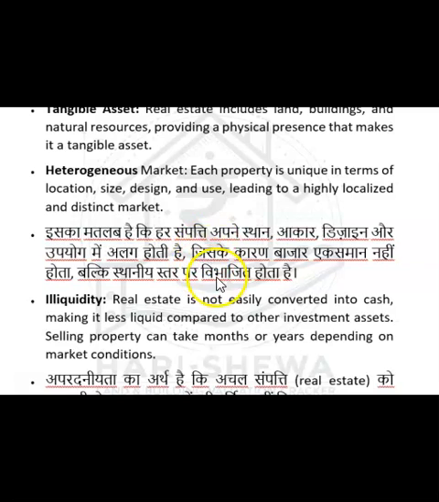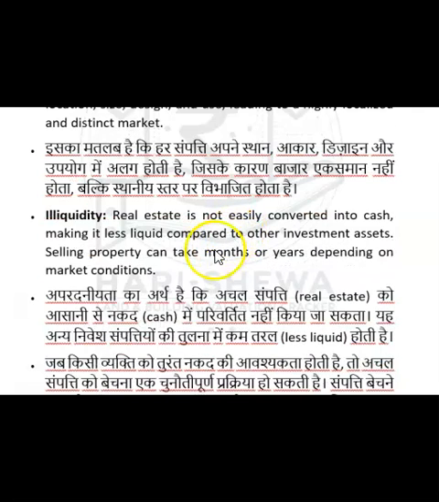So real estate is a highly heterogeneous market, also an imperfect market. Illiquidity. Real estate is not easily converted into cash. It is less liquid compared to other investment assets. Selling property can take months or years depending on market conditions.